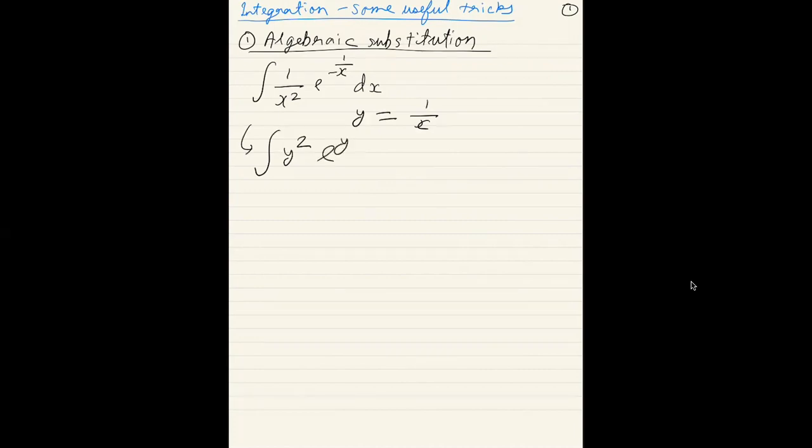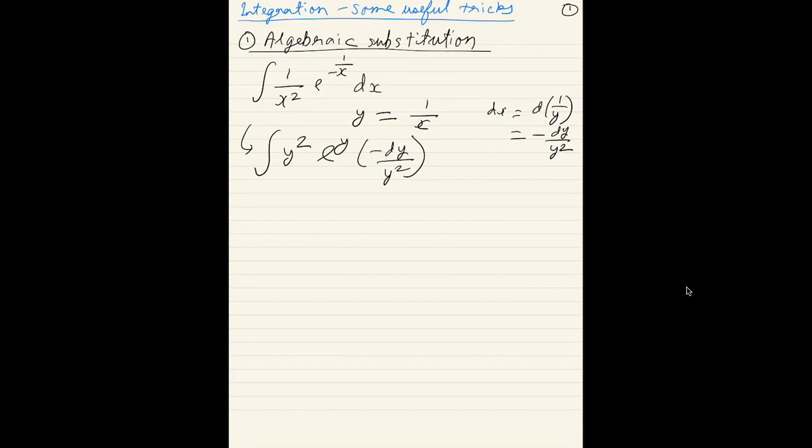We still have a dx. We have to think about dx. So what do we do with dx? We know that dx is equal to d of 1 over y in this case. So that is the same as minus dy by y squared, right? So this will be minus dy by y squared. Now the y squared and y squared cancel, and it becomes the integral of minus e to the power y dy, which is minus e to the power y plus some constant c.